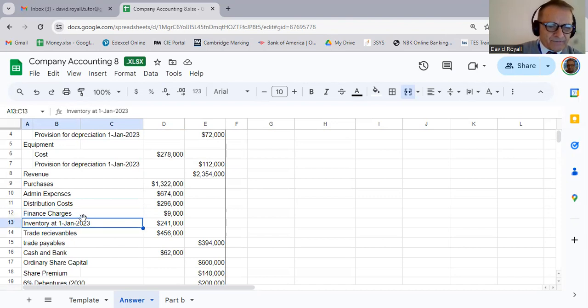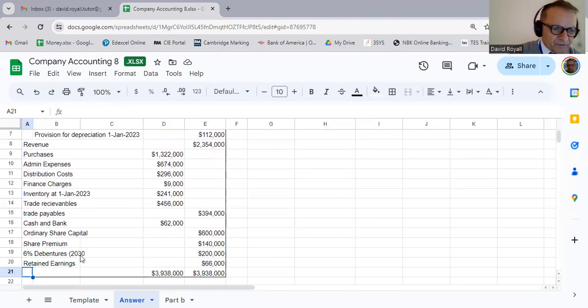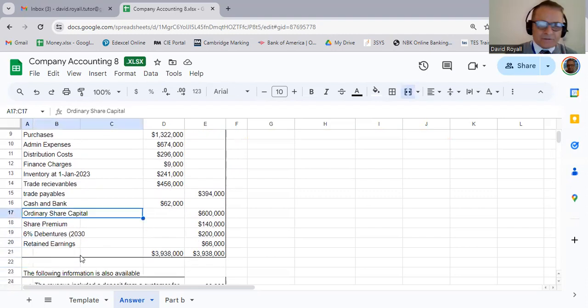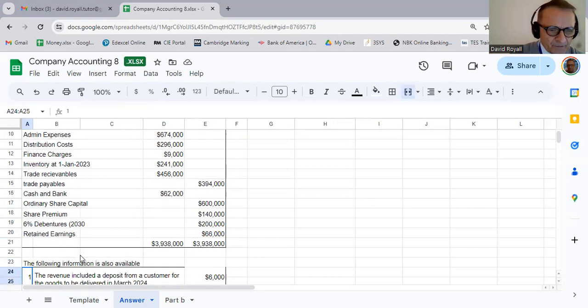Inventory, watch these dates very, very carefully. We're told that this is the balance at the end of the year, and we're given inventory at the start. We've got some trade receivables, trade payables, cash at the bank, and some equity information: ordinary shares, share premium, part of equity. Debentures are not part of equity, they're part of long-term liabilities, it's borrowed money. And we've got some retained earnings, which is part of equity.